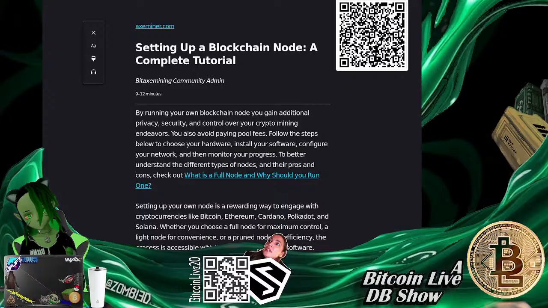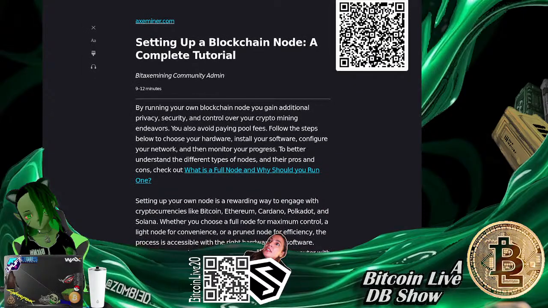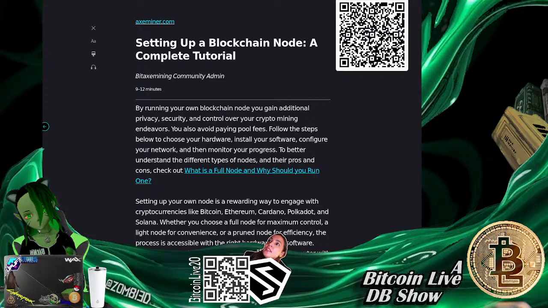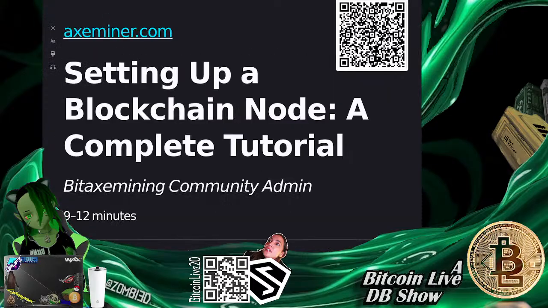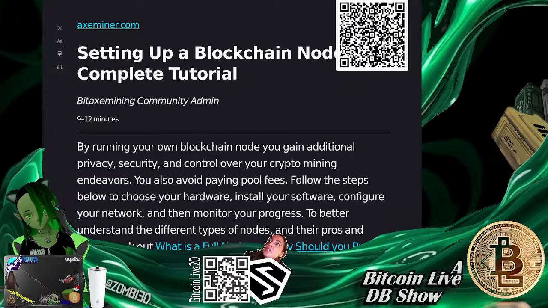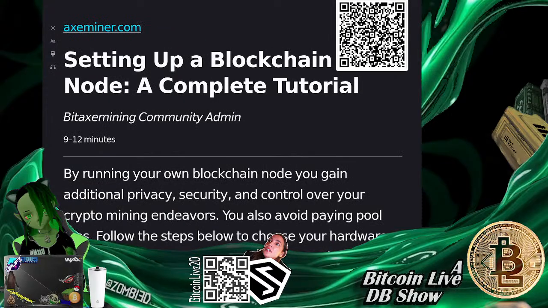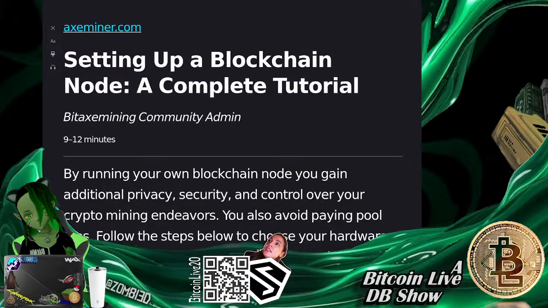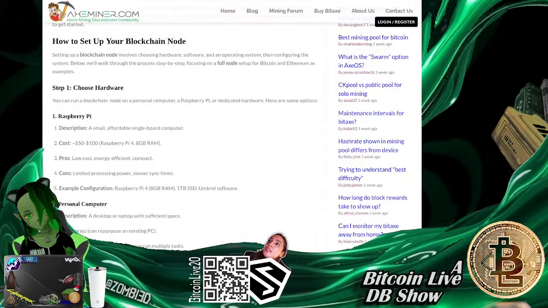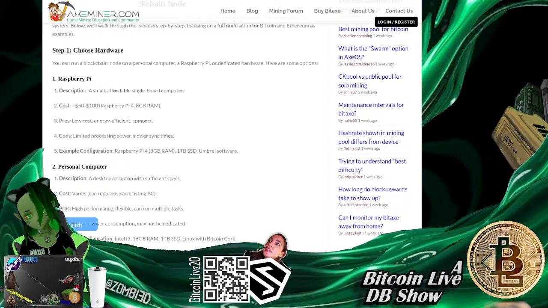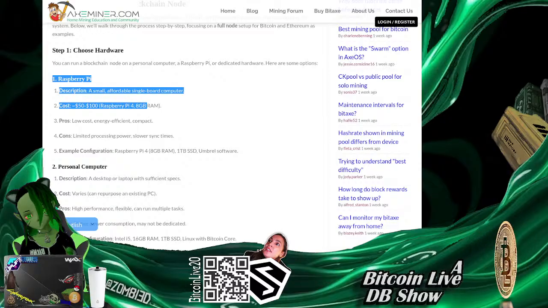Setting up a blockchain node, a complete tutorial. Now, this is by Axe Miner, in case you can't guess. That's like BitX and things like that. When you're on here with your device, you're going to see it is more set to the Raspberry Pi. This is Home Mining Education and Community, xminer.com. They're recommending a Raspberry Pi 4 with 8GB RAM.